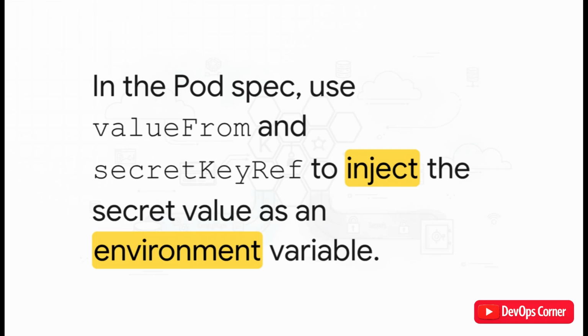So, how does our app actually get this password? A super common way is to inject it as an environment variable. Inside your pod's container spec, you define an environment variable, say MYSQL_ROOT_PASSWORD. But instead of giving it a hard-coded value, you use valueFrom. This tells Kubernetes, hey, the value for this variable isn't here. Go look in the mysql-secret object and pull out the data associated with the root-pass key.